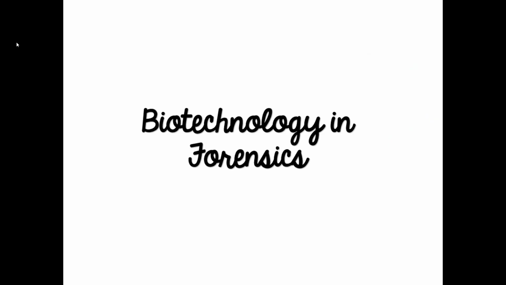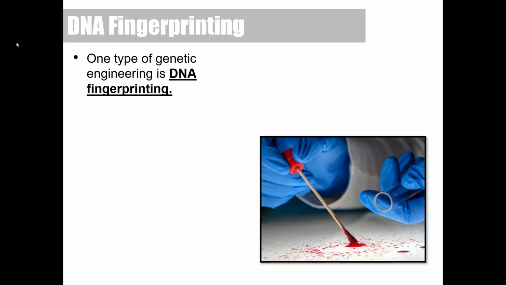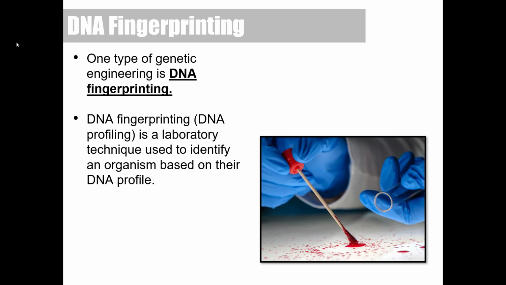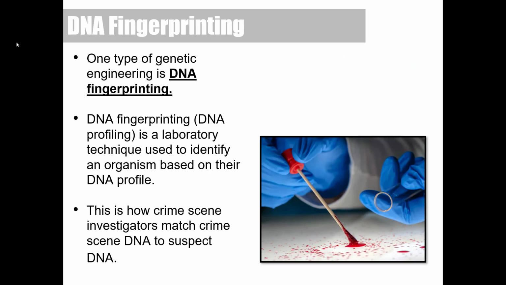All right, so let's start with biotechnology in forensics. So one type of genetic engineering is called DNA fingerprinting, not to be confused with actual fingerprinting. So DNA fingerprinting has nothing to do with fingerprints. DNA fingerprinting is like a barcode, if you will, that you get through a process called gel electrophoresis. So we can take crime scene DNA, run it through a process known as gel electrophoresis, and we can get like a genetic profile of a person or the donor of the DNA. And then we can use that to compare to suspect DNA samples. And if there's a match, that can help forensic investigators essentially solve a crime.